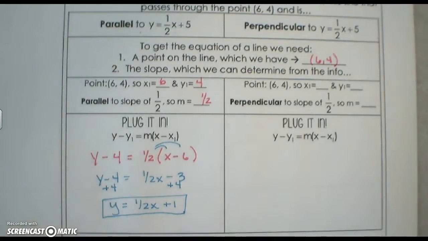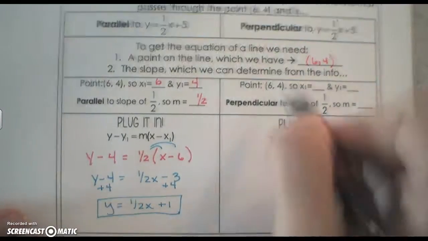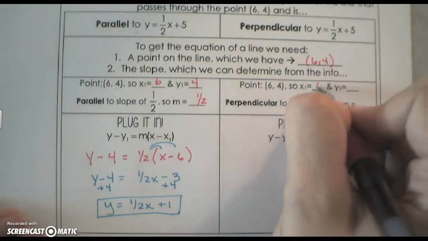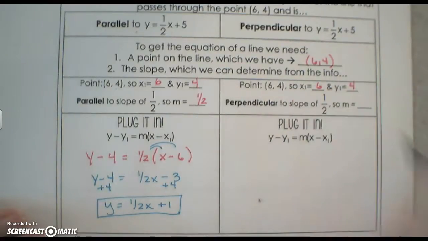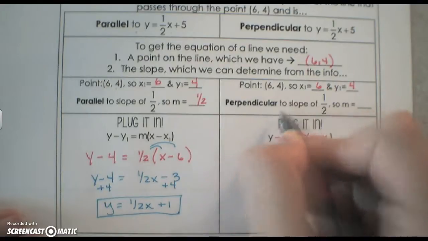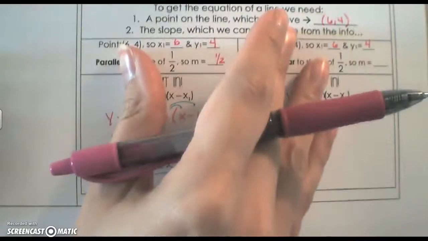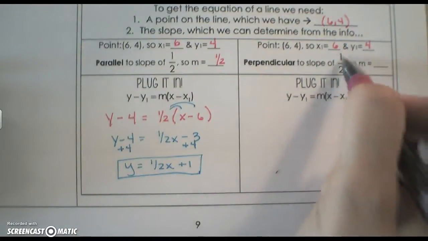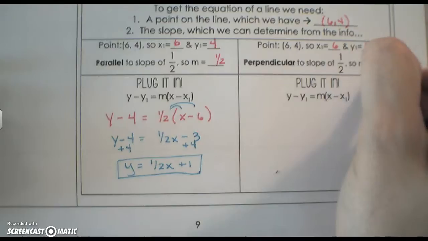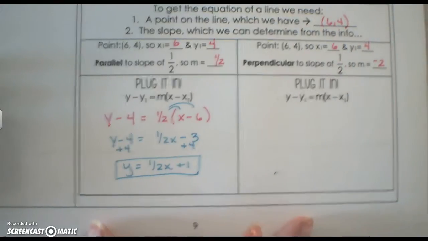Let's take a look at perpendicular. So we still have 6, 4, so 6 is our x1, 4 is our y1, but now we want perpendicular slope. So let's think back up here. What did we do to get a perpendicular slope? Oh, that's right. We flip it over and change the sign, or do the opposite reciprocal. So let's flip it over and change its sign. So let's flip it. That would be 2 over 1, or just 2, and change the sign. So negative. Now we've got all our parts.